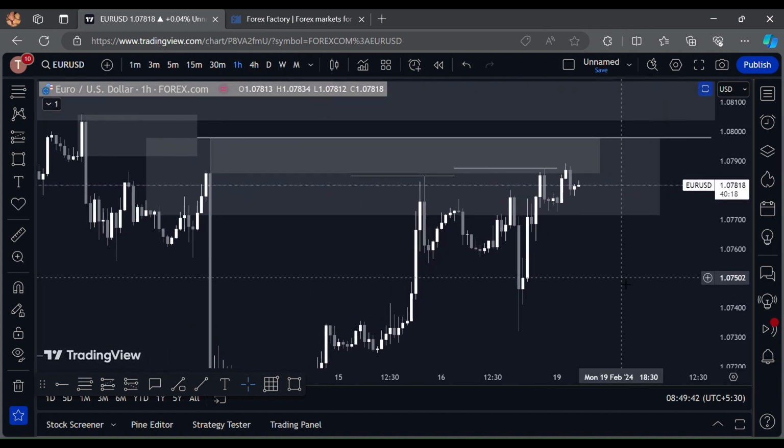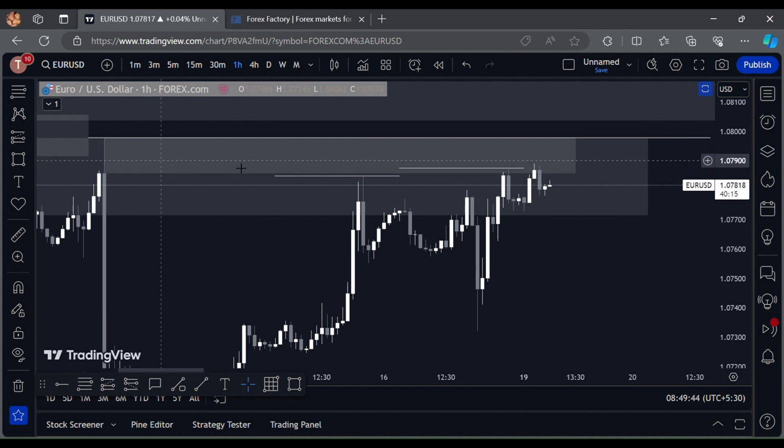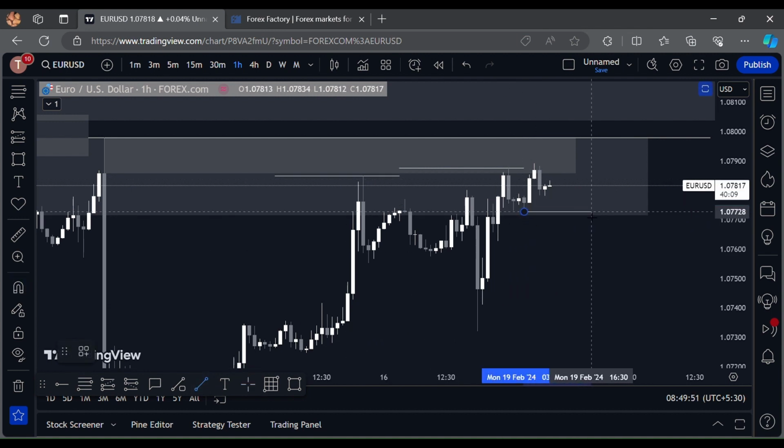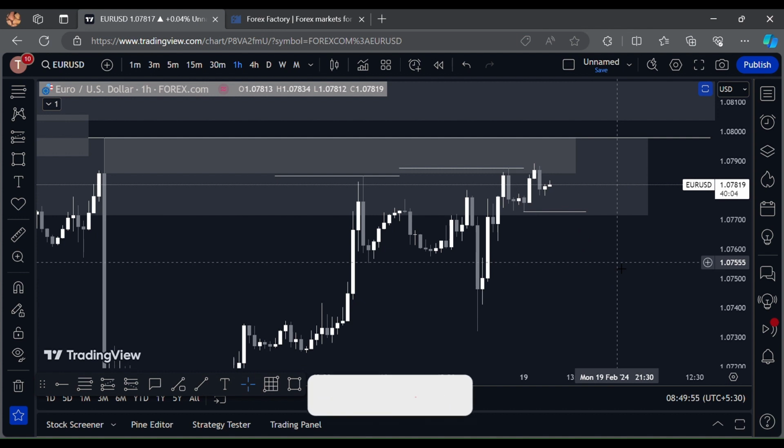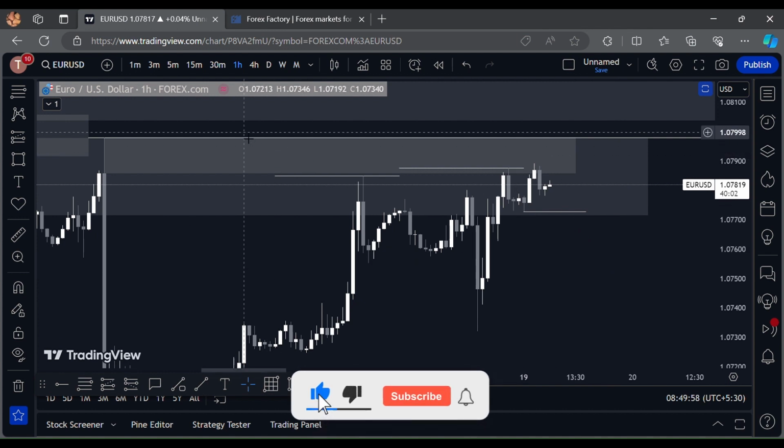So this is the 1 hour chart and this was the unmitigated wick, and the price reacted from this unmitigated wick. And most probably if we are going to break below this low right here, then the price could turn into a bearish phase. So let's move to the 30 minutes to see the session's liquidity.